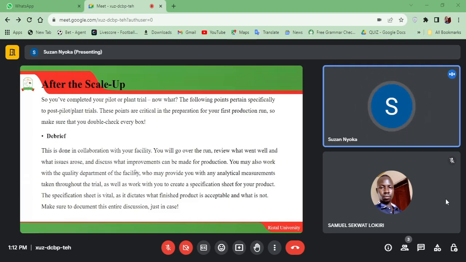You need to debrief after you're done scaling up. This is done in collaboration with your facility. You will go over the run, review what went well and what issues arose, and discuss what improvements can be made for production. You may also work with the quality department of the facility, who may provide you with any analytical measurements taken throughout the trial, as well as work with you to create a specification sheet for your product. The specification sheet is vital as it indicates what finished product is acceptable and what is not. Make sure to document the entire discussion just in case.